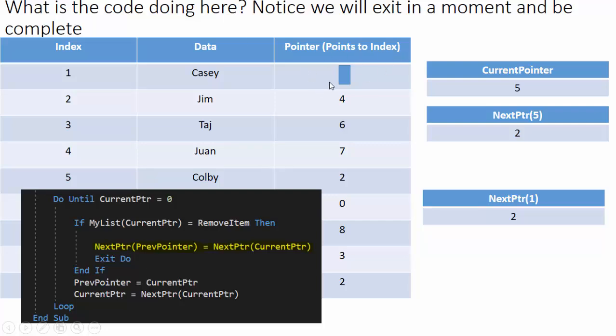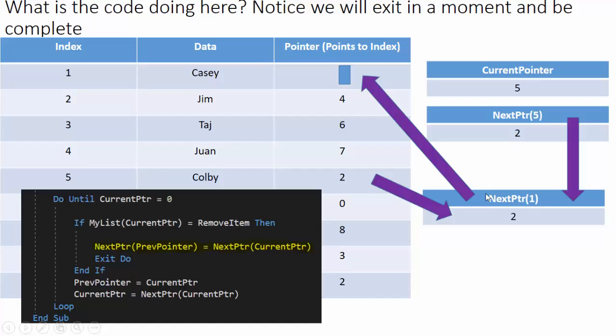Now notice I've blocked out what Casey is pointing to. Our current pointer is 5, our next pointer 5 is 2, and that's what this line of code is doing here. Because we have removed Colby, we need to make sure our previous pointer points to the next item in the list. So we take Colby's pointer and assign it to Casey. Now when the code runs and outputs Casey, Casey knows he's no longer going to point to Colby. We have taken Colby's pointer and assigned it to Casey, so that Casey will point to the next item, which will be Jim.